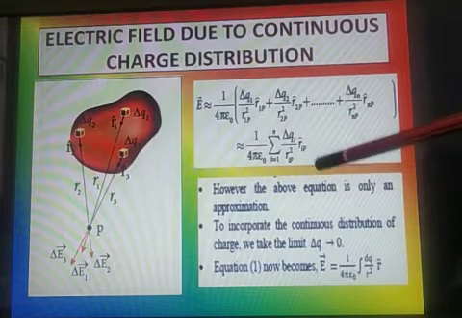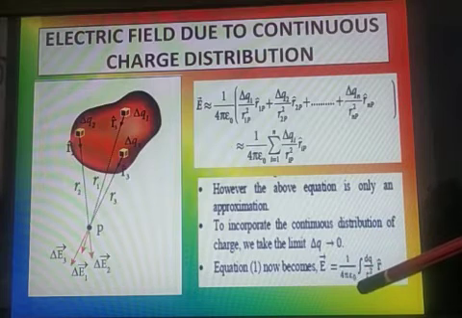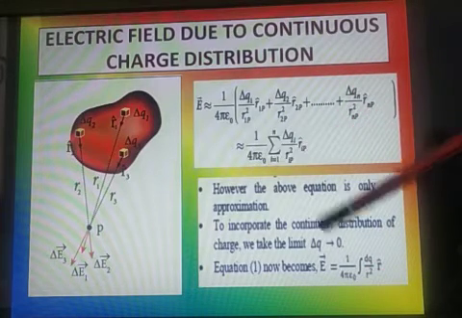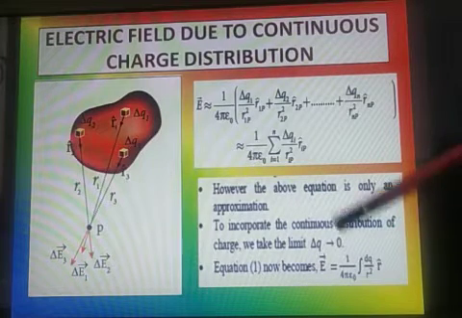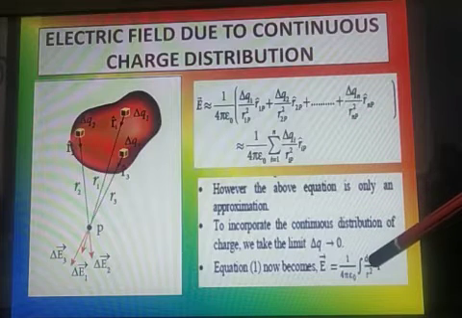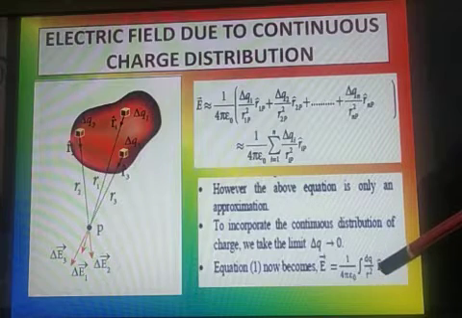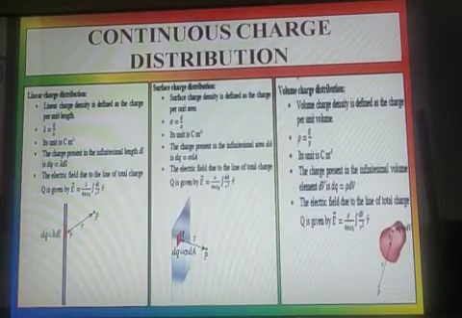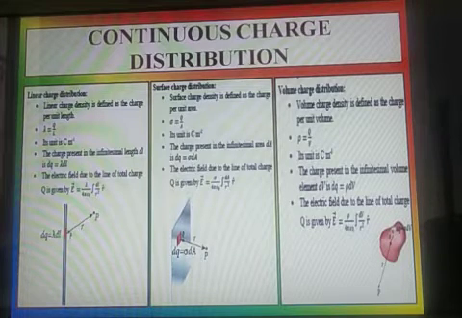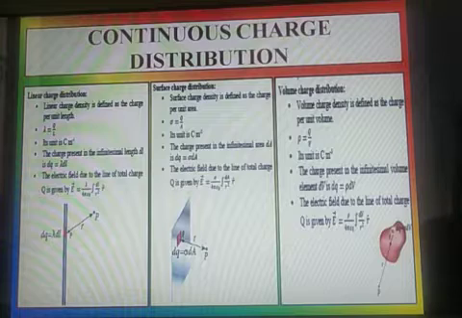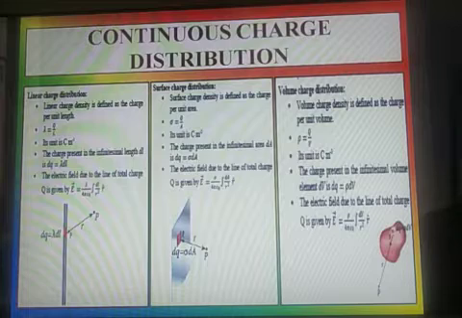Now this equation becomes E vector equal to the same constant 1 by 4 pi epsilon naught. Instead of the summation we write only the integration of dq. Here del q is changed into dq, the same distance, divided by r square and then into r cap. Here r cap is nothing but a unit vector only, and r cap is a unit vector from dq to point P. It is acting from dq to point P.